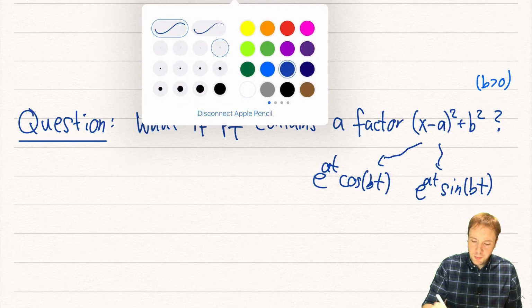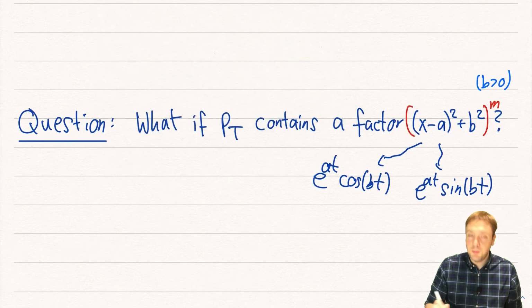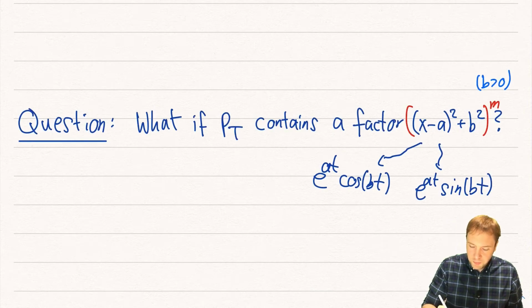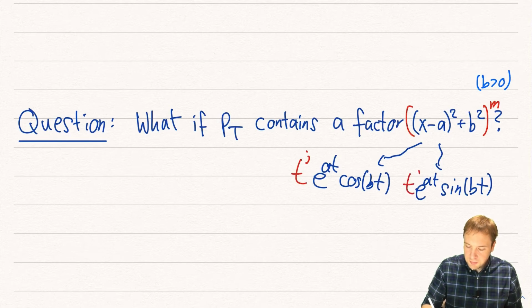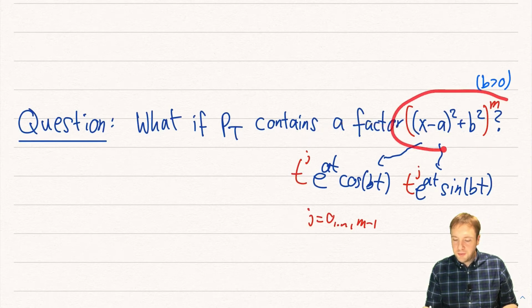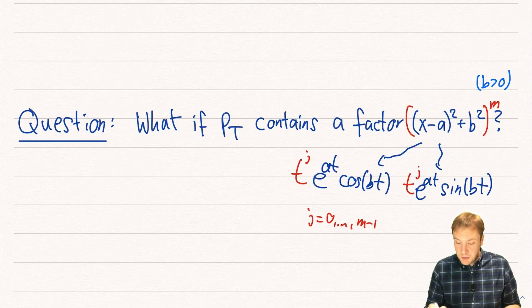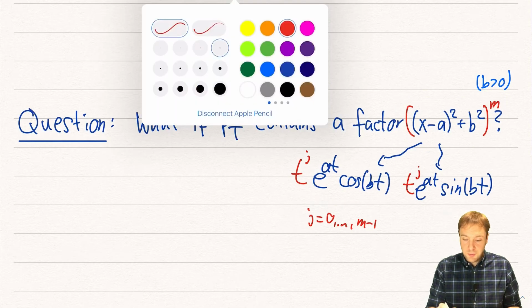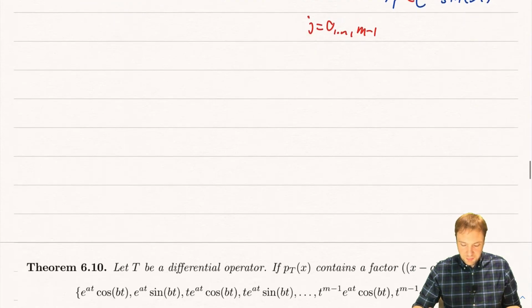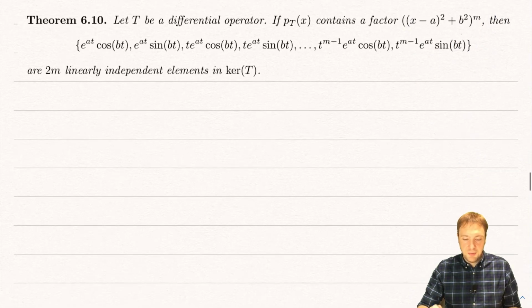And then we will also see that if we take it to the mth power, then we will also have t to the j here, where j runs from 0 to m minus 1. So in total, this factor here of degree 2m will give us exactly 2m linearly independent functions. But for this we will need to use complex numbers. But first let's write down the exact statement.